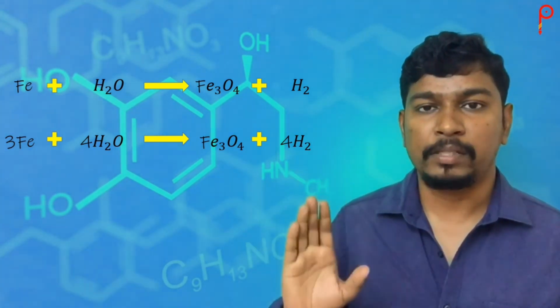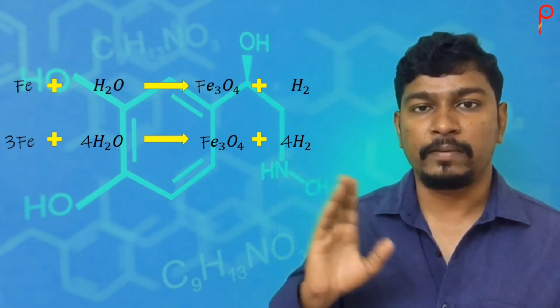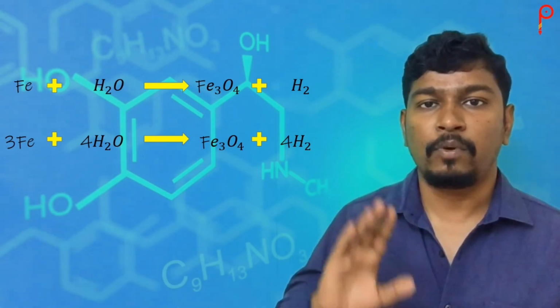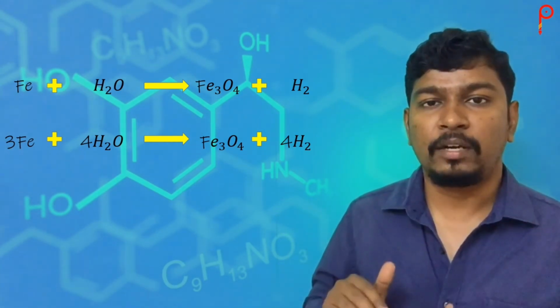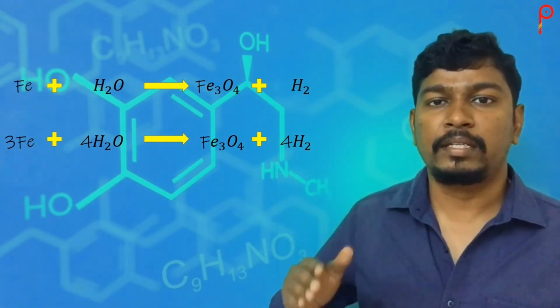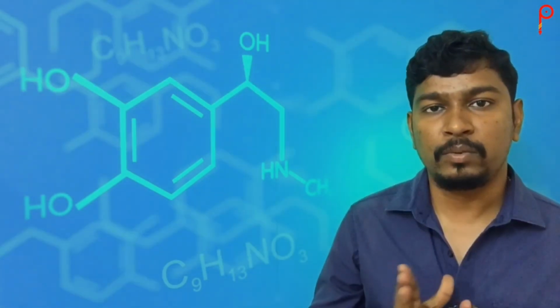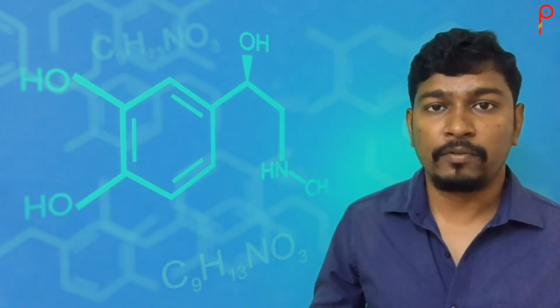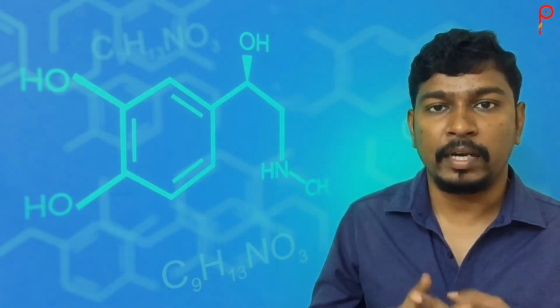3 Fe plus 4 H2O gives the product Fe3O4 plus 4 H2. This method of balancing the equation by trial is called hit and trial method. We used Fe, we used H2O, and we got some product. But do we know the state of matter, whether it is solid, liquid, gas or aqueous? We don't know the state of matter.